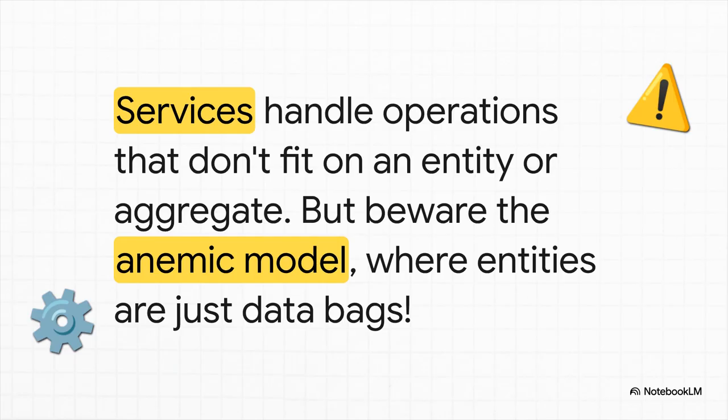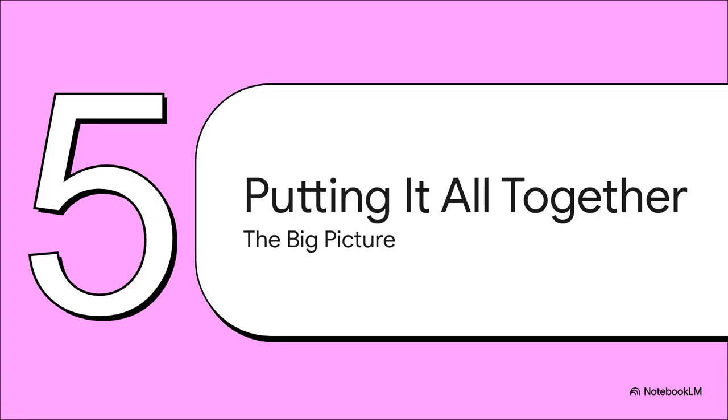Now, sometimes you have a piece of business logic that doesn't really belong to any single entity. A classic example is sending a confirmation email. For things like that, we use services. These are basically stateless operations. But a word of warning here, if you start putting all your logic in services, you end up with what's called an anemic model, where your entities are just dumb bags of data, and that completely defeats the purpose of DDD. So, let's take a breath. We've gone from the big picture strategic design with bounded contexts all the way down to the nitty-gritty tactical details of building aggregates. Now let's tie it all together and talk about why this is all worth the effort.